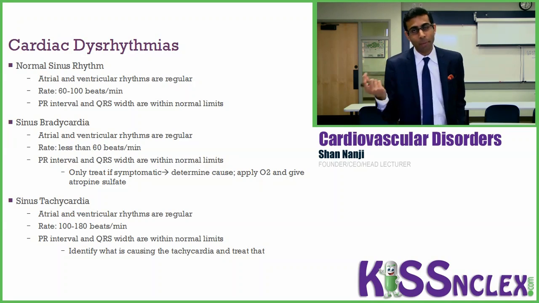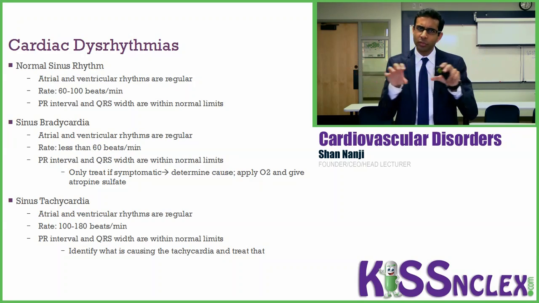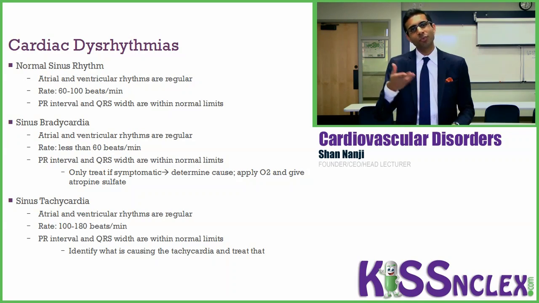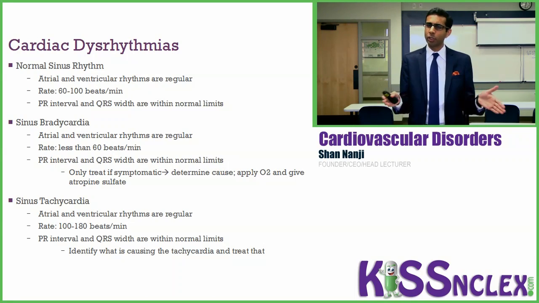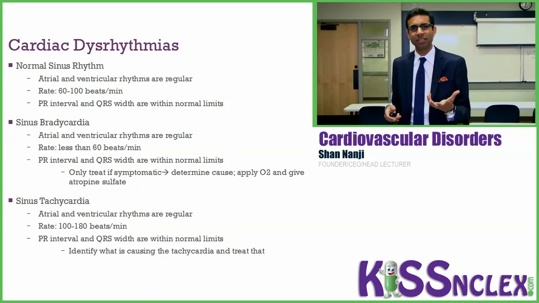Sinus tachycardia is the opposite. That's when heart rate is too fast, right? And so your atrial and ventricular rhythms are still normal. But now your rate is over 100 beats a minute, up to 180. Your PR and QRS are still within normal limits, but you'll have to identify what's causing this tachycardia and then treat that accordingly.